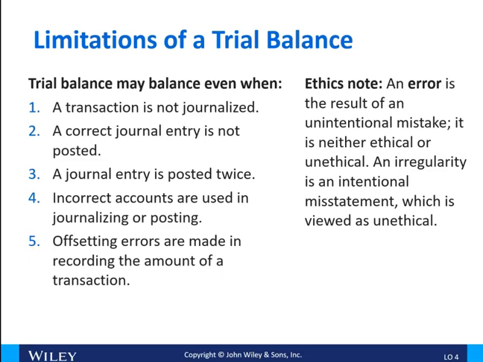The note there on the right: an error is the result of an unintentional mistake. So I meant to record 100 and I accidentally typed 10. That's an error. It's not ethical or unethical. It just happens. You can correct it and move on. An irregularity is an intentional misstatement, which is viewed as unethical. So I have $100 of expenses, but if I only had 10, my net income will look a lot better. So I'm going to purposely only record 10. That's an irregularity. It's intentional, and that is very unethical.